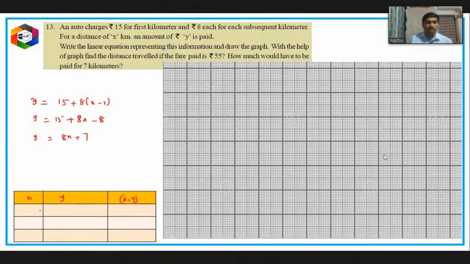So if I take x value 1, y value will be 8x plus 7, which will be, sorry, 15, which we have calculated, 1 comma 15. And x value 2 let us take, 2 8s are 16, so which will be 23, 2 comma 23. And this is 3, and the value will be 8 3s are 24 plus 7, which will be 31. So 3 comma 31.